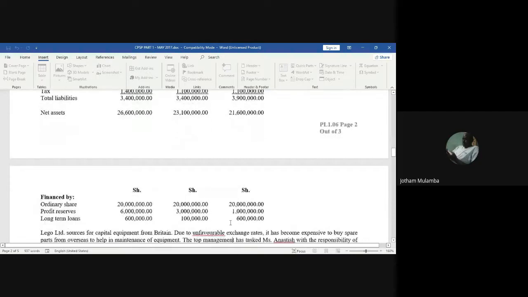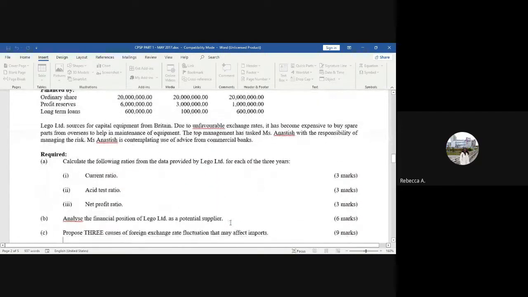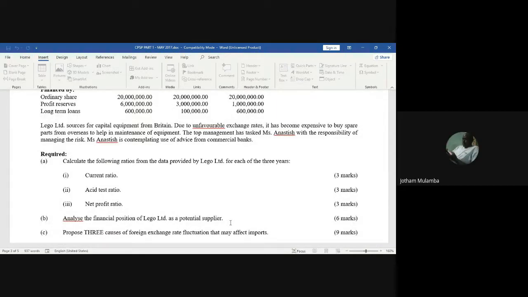So we move on to the next question. Analyze the financial position of Lego Limited as a potential supplier. Now, when you're talking about financial position, you have heard of the balance sheet equation? What's the formula for the balance sheet equation? Assets equals to liabilities. You have skipped one thing.